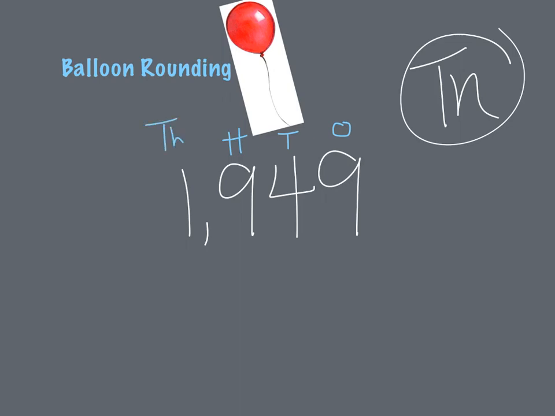Excellent. Now, I am rounding to the thousands place. So what number do I underline? What digit do I underline? Good, the 1 in the thousands place. So students, which digit in what place value becomes my balloon number?